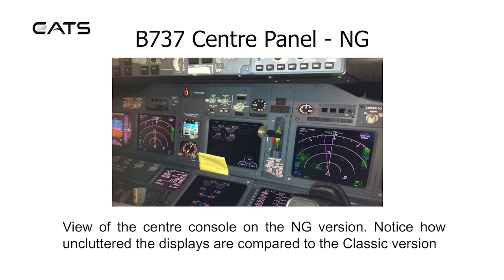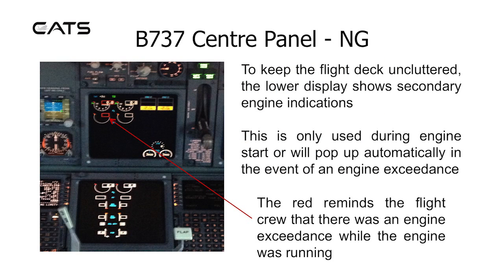Centre panel on the NG. Here's the view of the centre console on the NG version. Notice how uncluttered the displays are compared to the classic version. To keep the flight deck uncluttered, the lower display shows secondary engine indications. This is only used during engine start or will pop up automatically in the event of an engine exceedance. The red reminds the flight crew that there was an engine exceedance while the engine was running.